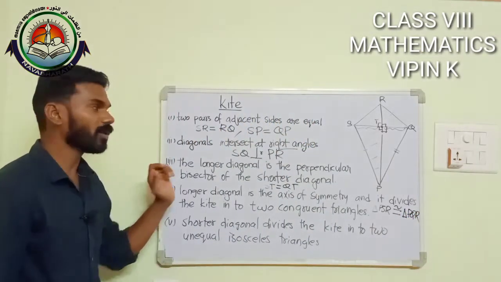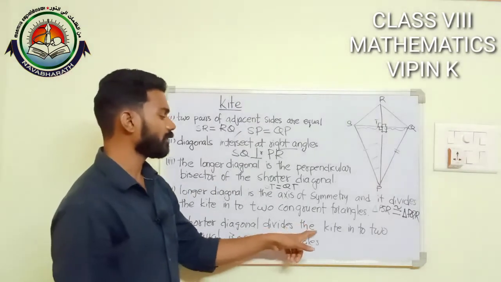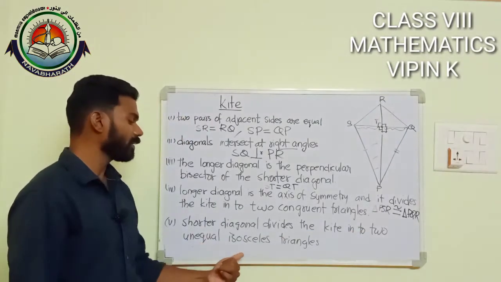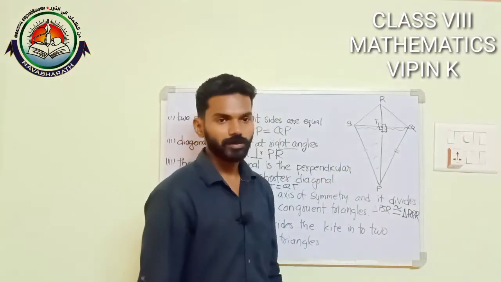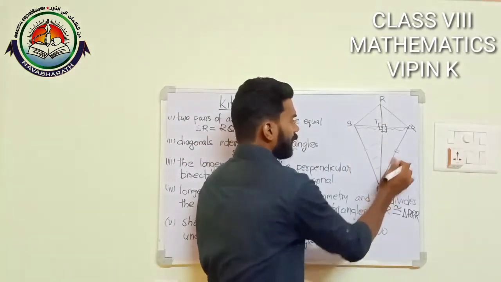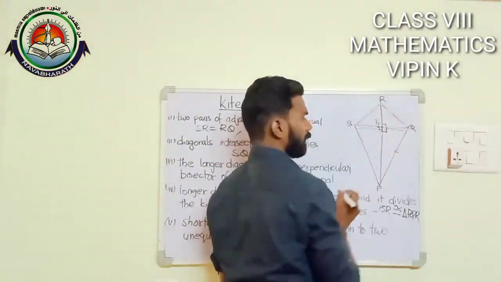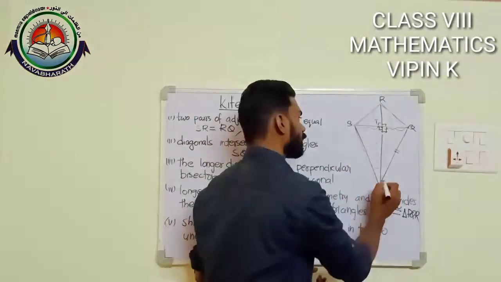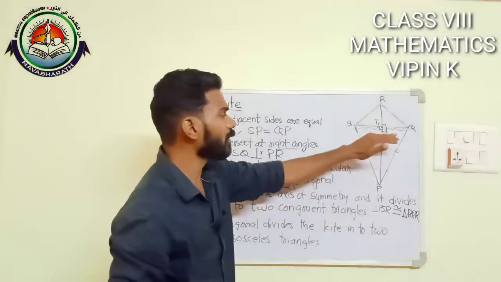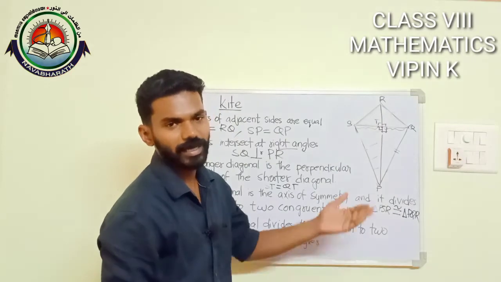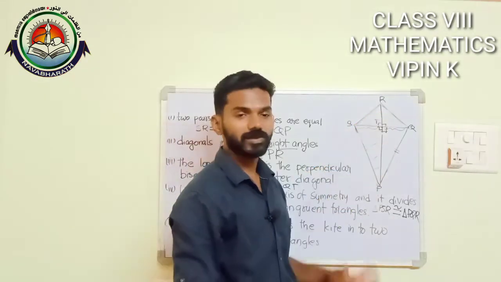Now the last property of a kite: the shorter diagonal divides the kite into two unequal isosceles triangles. Consider the shorter diagonal SQ. It also divides our kite PQRS into two parts. One is a triangle like this. The other one is also a triangle like this. Are they equal? No, they are unequal. But both of them are isosceles triangles.